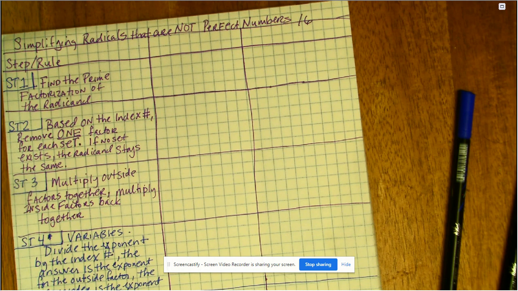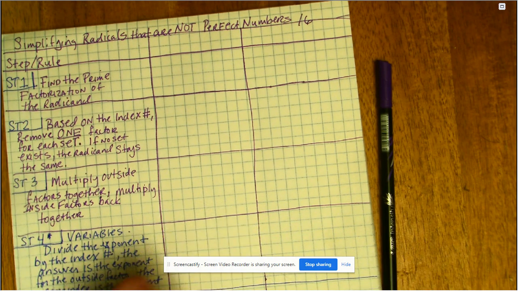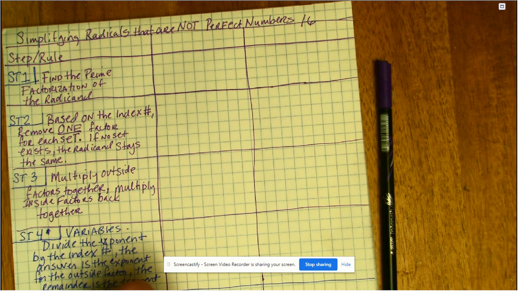So rather than write it out in expanded form, which you could do if you want to, we're just going to take its exponent and divide it by the index number to see how many sets we have that would need to come out. And if there's a remainder, that is going to be how many of that factor need to remain inside. So then the last thing, of course, should be our answer.